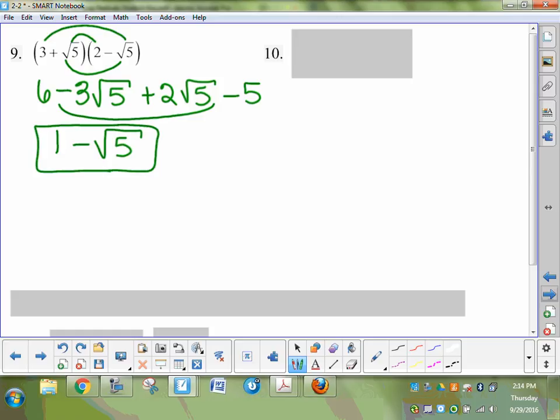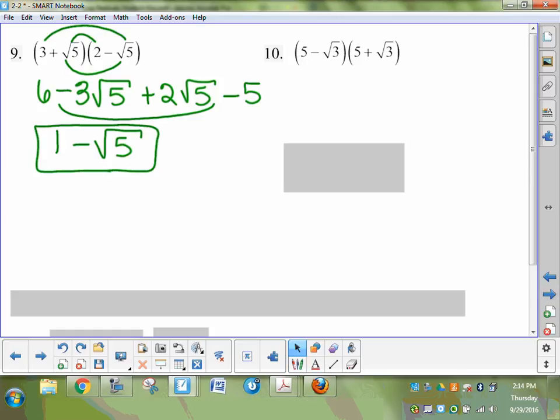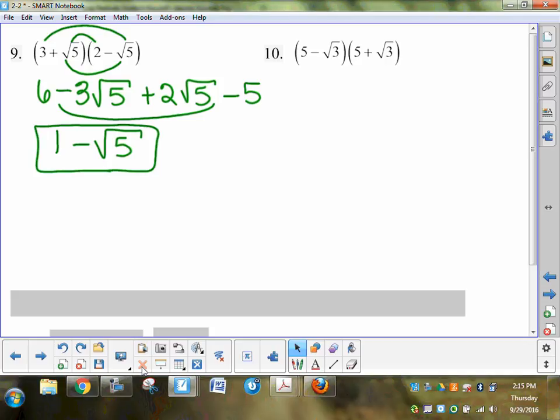Let's try for number 10. 10 is a special one. It's the quantity 5 plus root 3 and 5 minus root 3. Just so we're aware, because we're going to reference this in a second. How do those binomials compare to each other? A simplified perfect square.